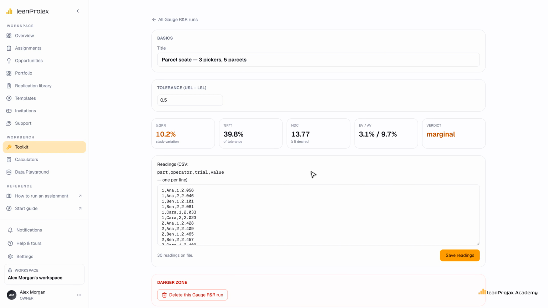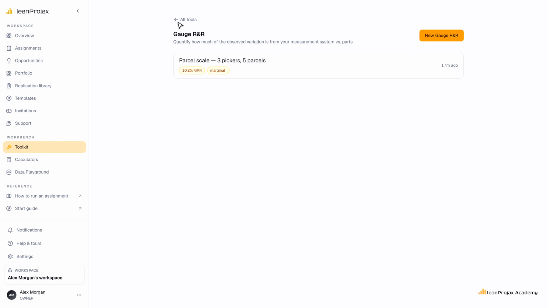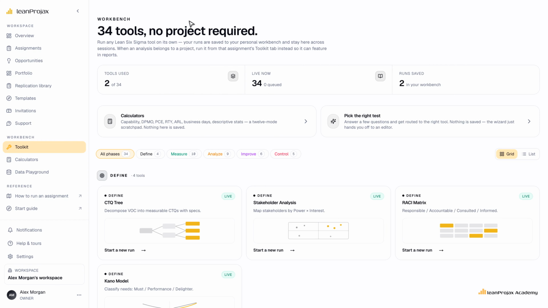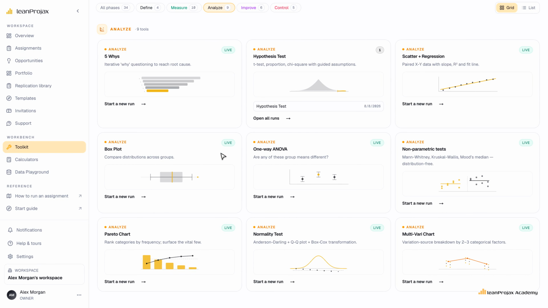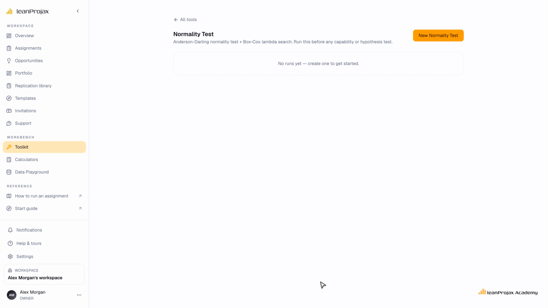Second question, does the data behave? Back to all tools, and this time the analyze phase, because normality lives with the tests that depend on it. Normality test. And we're going to use data you have already seen. The 33 billing first response times from Chapter 8. Back then I said they were right skewed, and that's why we cross-checked with Whitney. This is how you actually check that, instead of eyeballing it.